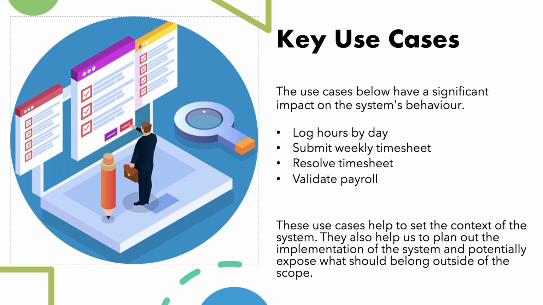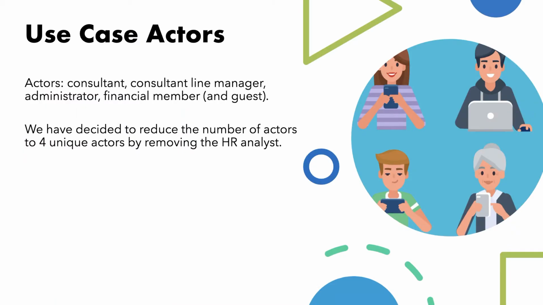As mentioned in the use case diagram, the 4 key actors in Hourglass timesheets are the consultant, consultant line manager, administrator, and finance member, who were originally guests of the system prior to logging in. From our last domain analysis, we have decided to remove the HR analyst as a user of the system, as they are not a prime user and their stake in the system is very minimal, meaning that they can only use the timesheets to potentially assess the productivity of employees, which is not the direct purpose of the timesheet application.